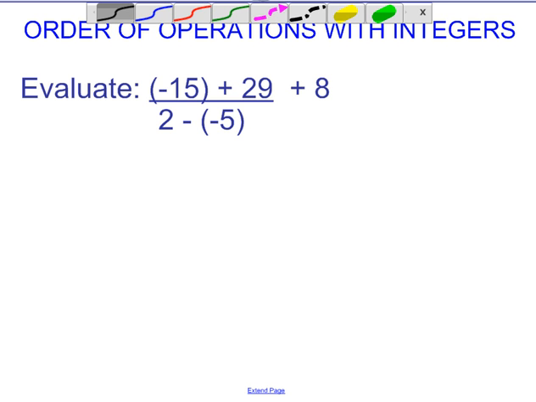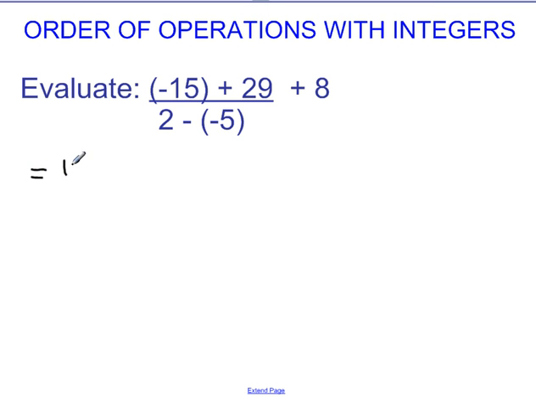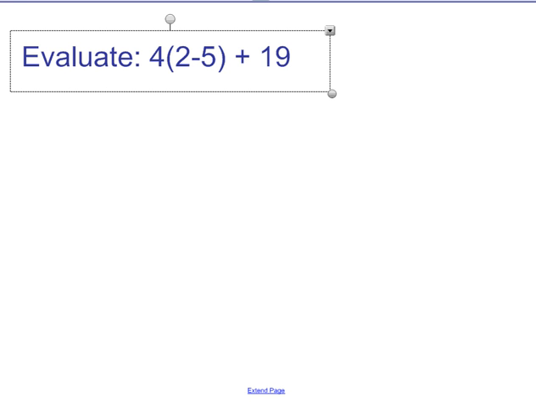So if we get started on that, negative 15 plus 29 is 14, and 2 minus negative 5 is 7, and then we'll just write the plus 8. And so now all this means is 14 divided by 7, which is 2, and 2 plus 8 is 10, and that's the final answer. So let's try another problem.